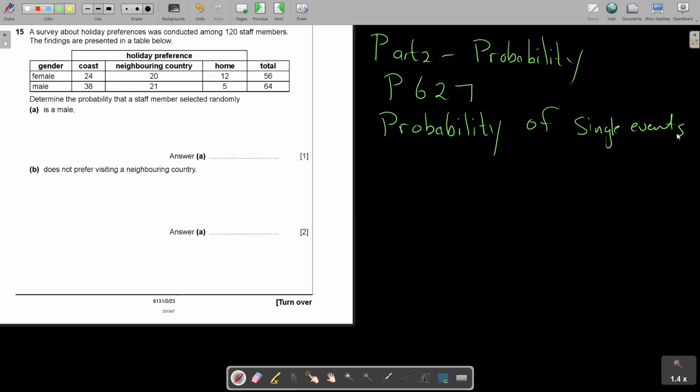Okay. So, determine the probability that a staff member selected randomly is a male. So, just look there. There's male, but you must look at the total, or otherwise you must add that in between. So, the probability for a male will be 64 over 120.